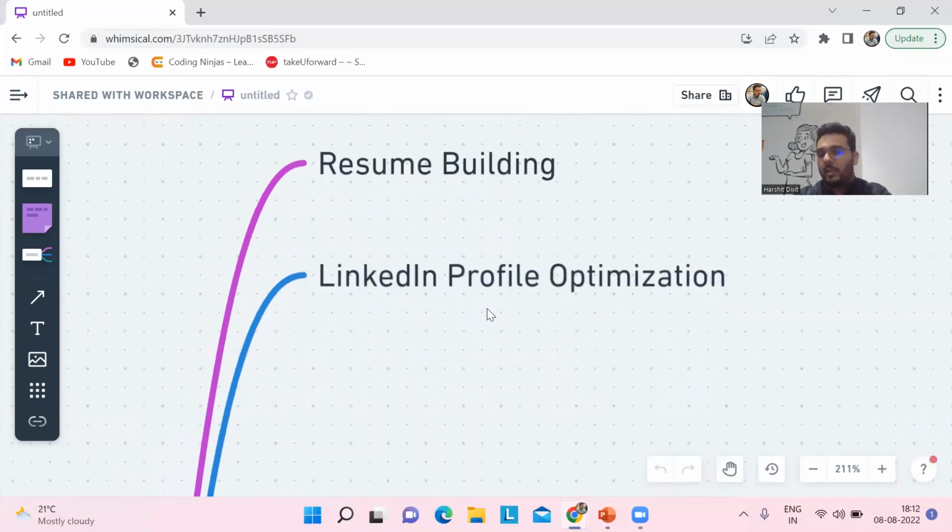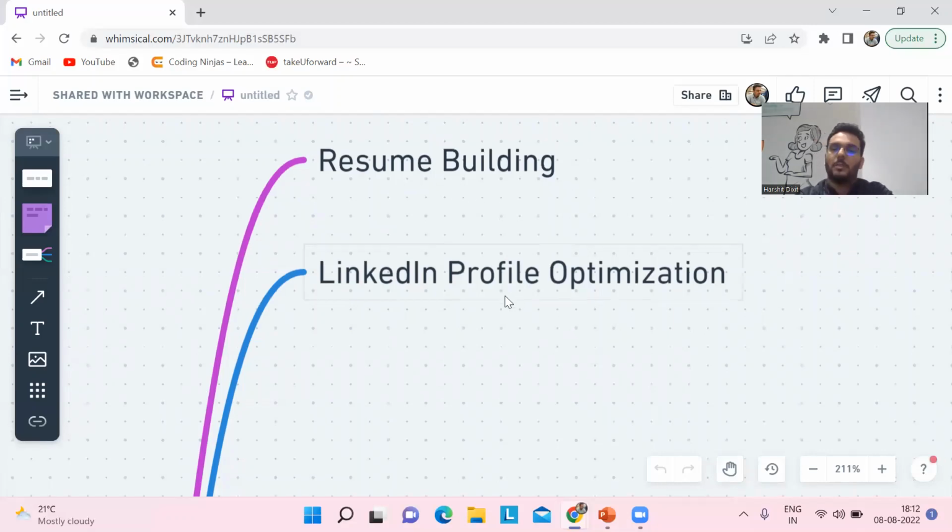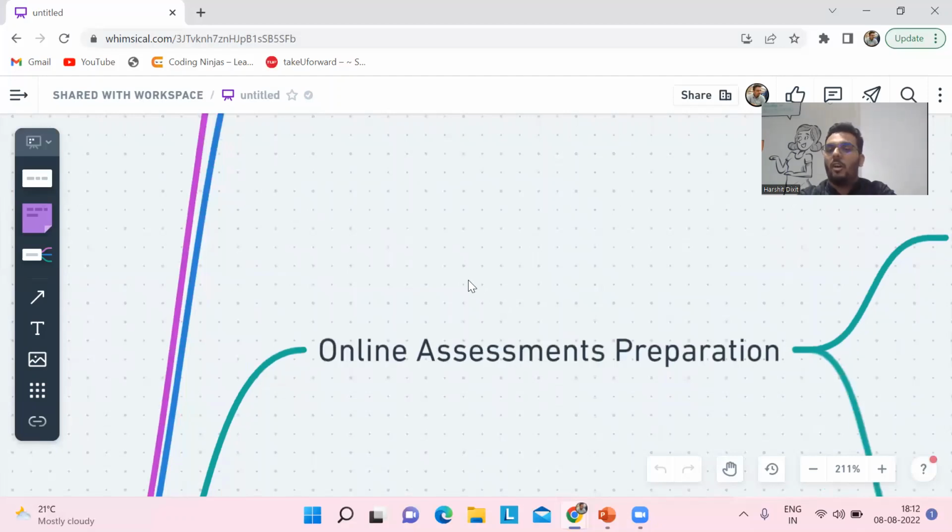The second step is LinkedIn profile optimization. This is again a very important thing, because it is the first thing the recruiter will do once you apply to any company. The recruiter will go to your LinkedIn profile and check your complete software development background or your academic background. So your profile should be 100% complete and updated as well. I'll tell you a few tips and tricks to optimize your LinkedIn profile and maximize your reach. Sometimes recruiters even start contacting you to give interviews for the company, which is really amazing.